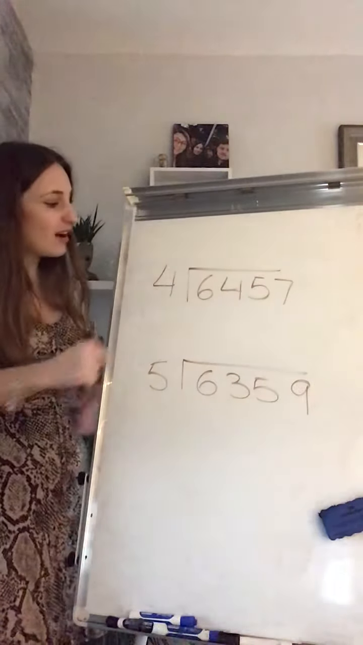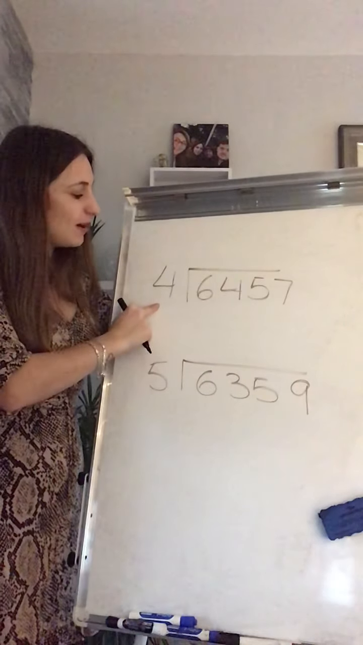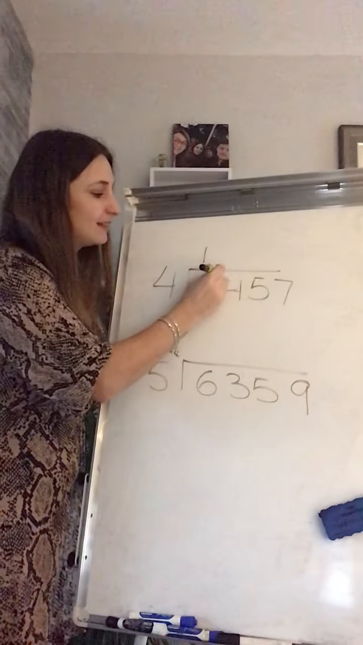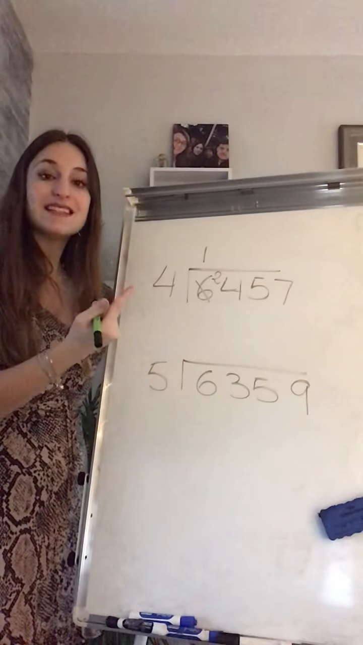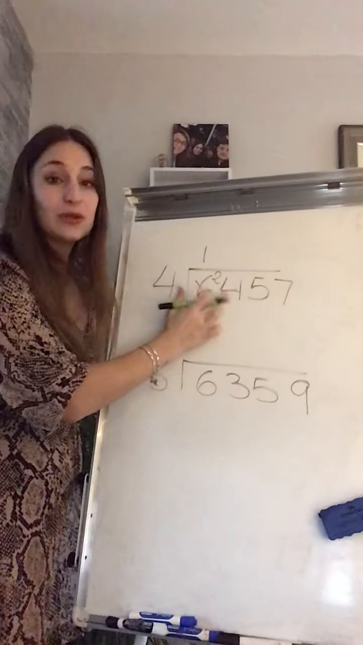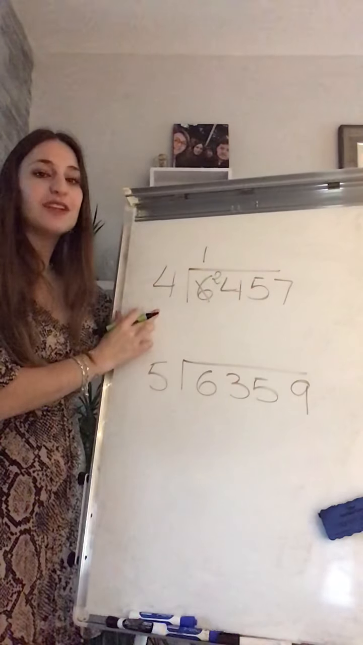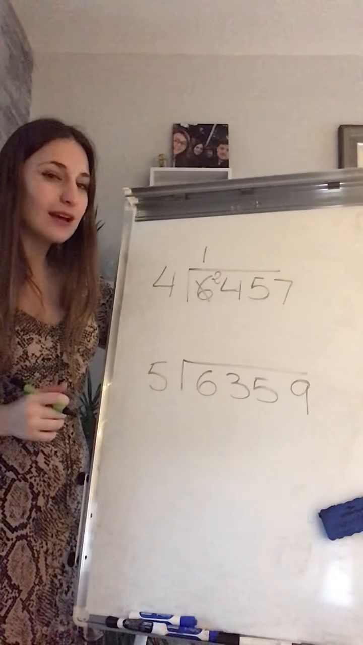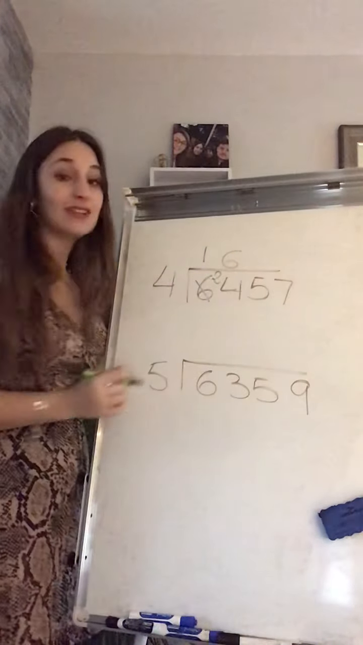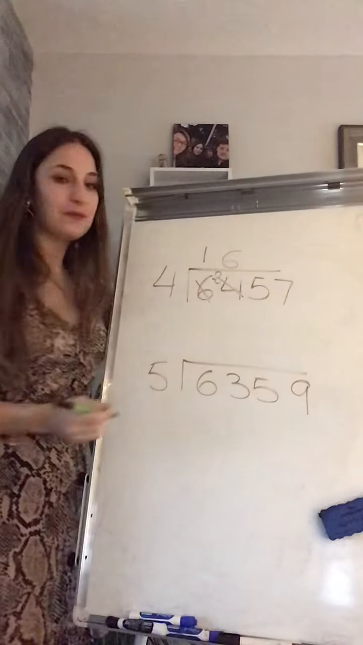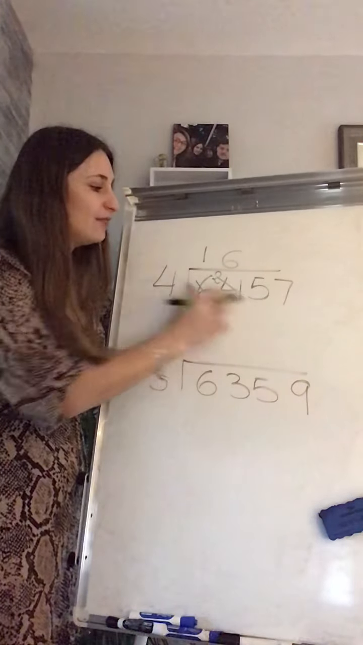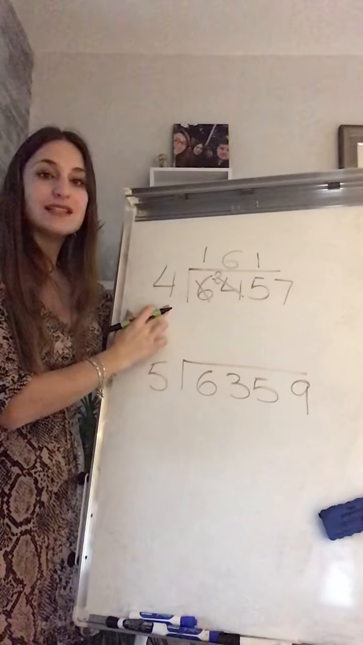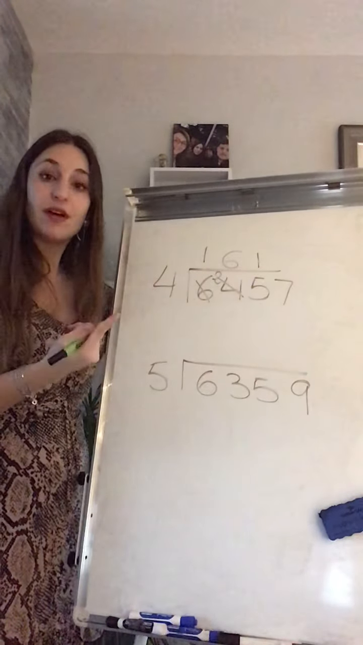So I start with my 6 divided by 4, 1. 1 times 4 is 4, to 6, 2. Now I've got a 24. I know that 24 is on my 6 timetable, and it is when I do 4 times 6 is 24. Now I've got a 5.